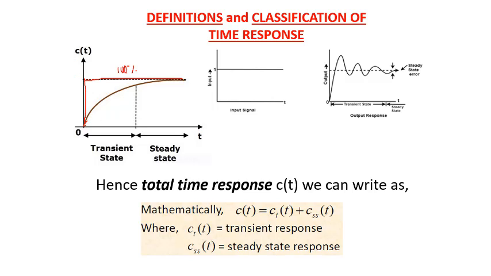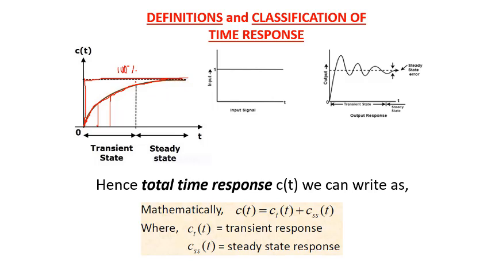So here, with respect to the function of time t, the output c of t is going to increase. At t1 this is the output, similarly at t2 this is the output. Like this it keeps on increasing and reaches the 100% output, that is the accurate value.